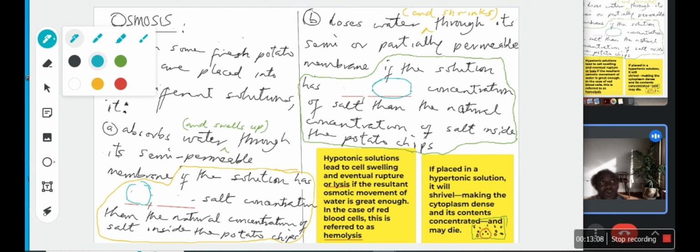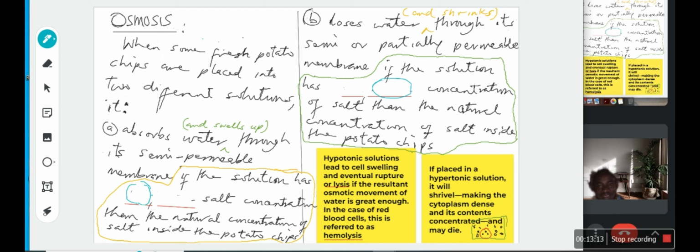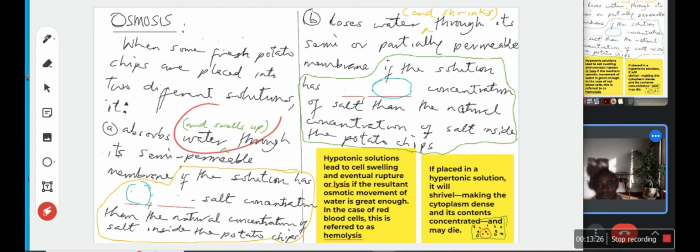Are you sure? If the solution has too much salt concentration, then the natural concentration of... are you sure you're thinking about it? When will the potato chip absorb water and swell up? When it has too much water. Are you sure? If it has too much water, will water be flowing into it? No, like when it absorbs too much water. When will it absorb water? You really need to be ready to think. Oh, this is a thinking class.